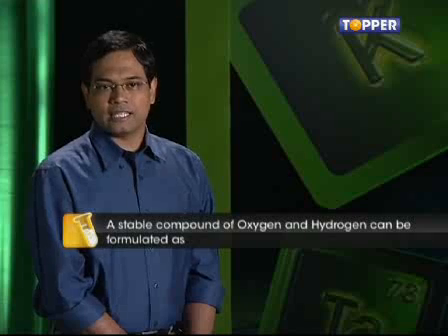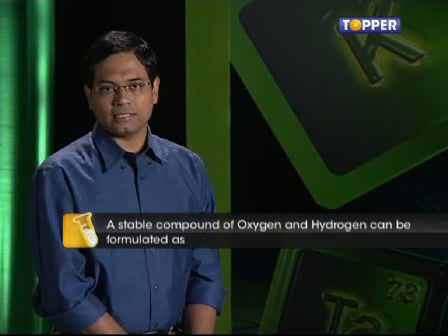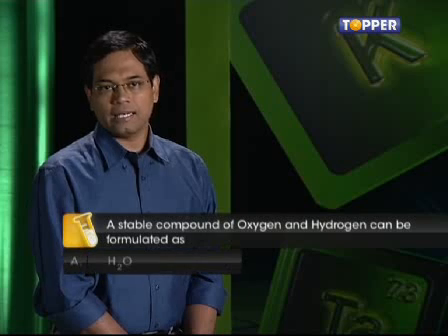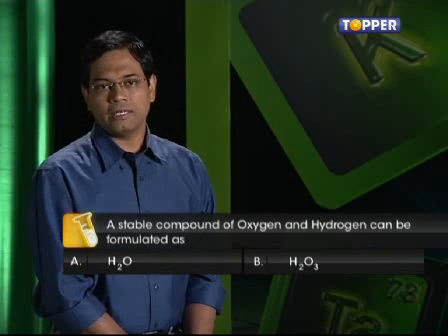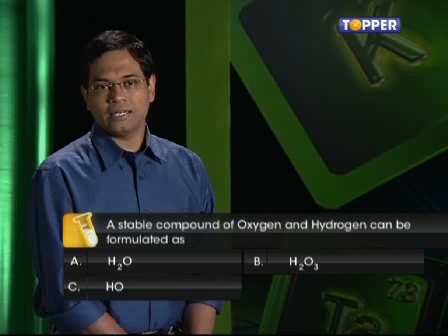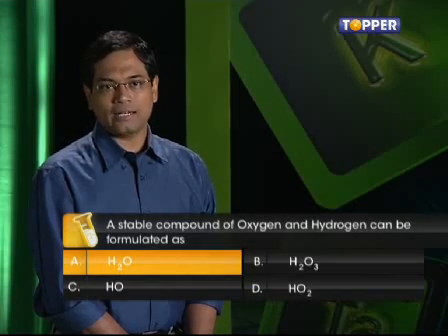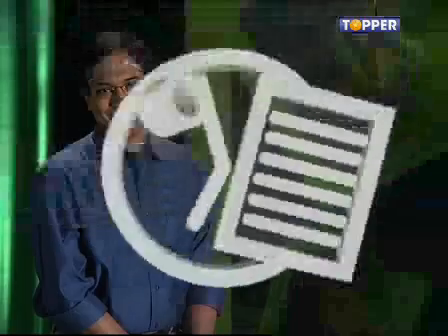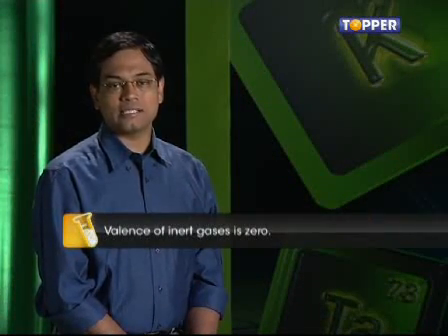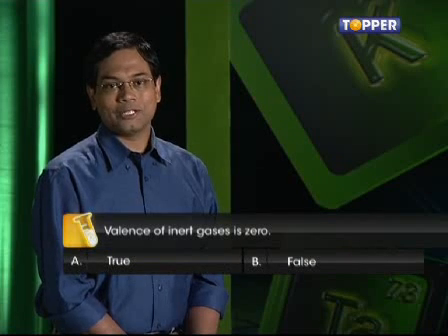Let us now move on to a multiple choice question. A stable compound of oxygen and hydrogen can be formulated as A, H2O, B, H2O3, C, HO, D, HO2. If you have chosen option A, then you can add 1 more mark to your score. Now, the last question is, valence of inert gases is 0, true or false? You have guessed it right. The answer is true.